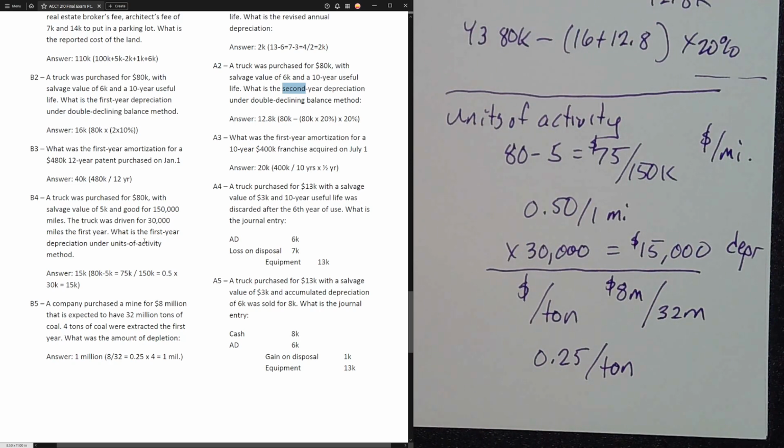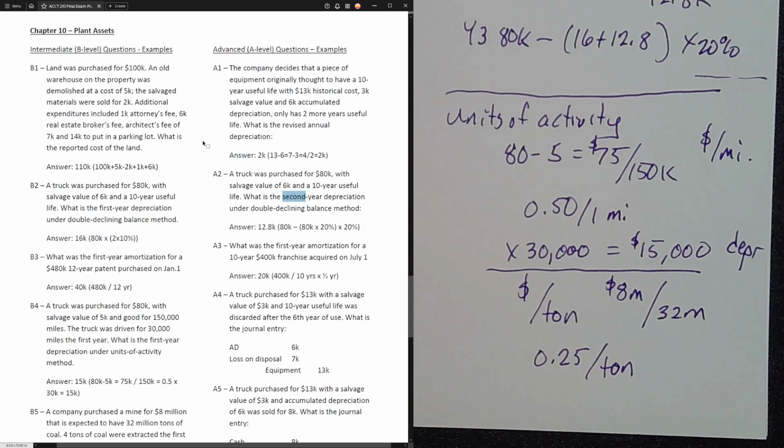This question actually needs to read, I just noticed this. This question needs to read 4 million tons of coal were extracted, not 4 tons. Okay, I will correct that. But that should read 4 million tons of coal were extracted the first year. What was the amount? So if we multiplied 4 million times the 0.25, that would be 1 million. $1 million worth of depletion.